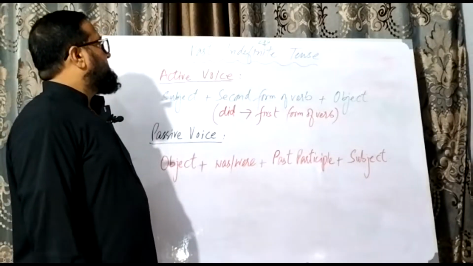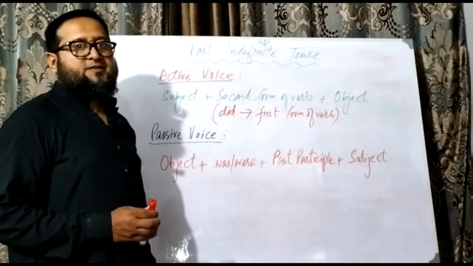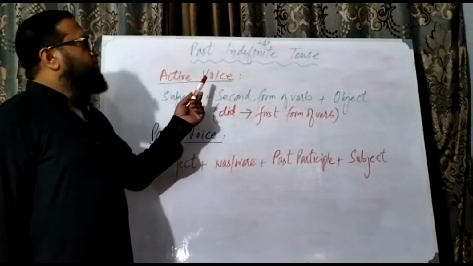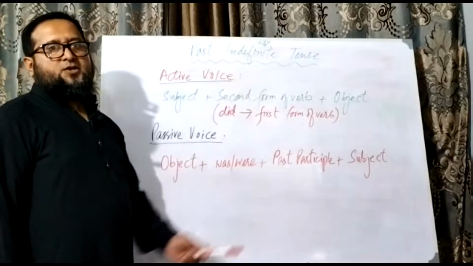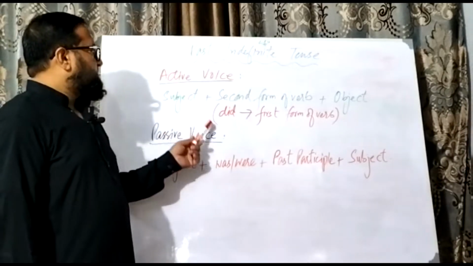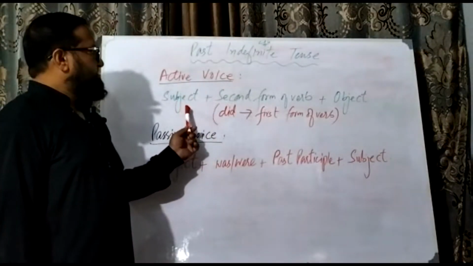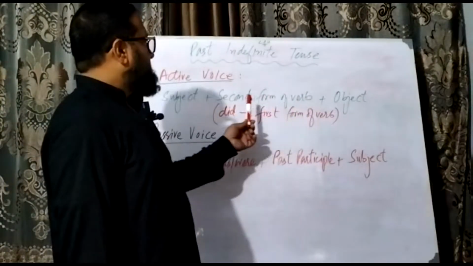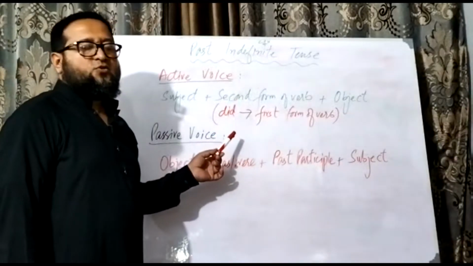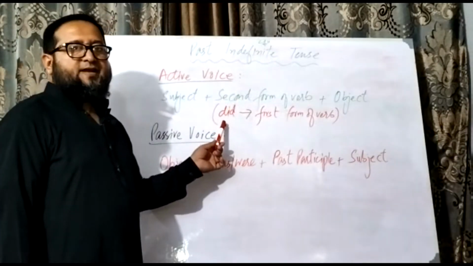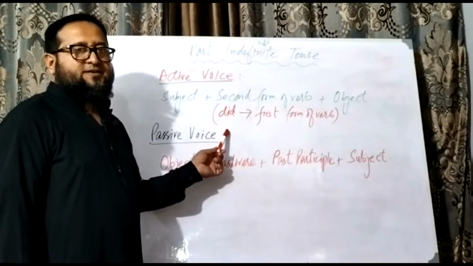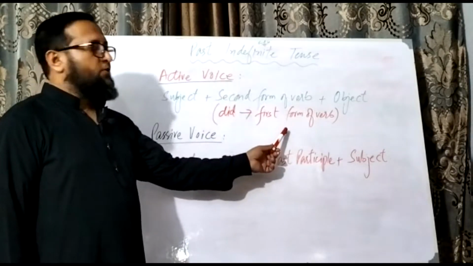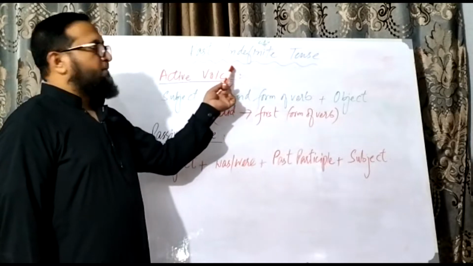Students, today we are working on past indefinite tense. I will tell you something about the passive voice and active voice of past indefinite tense. We have already learned about active voice of past indefinite tense: the subject, the second form of verb, and the object. Another addition was the use of did. Whenever we use did in past indefinite tense, we make use of the first form of verb. This is the formation of active voice in past indefinite tense.